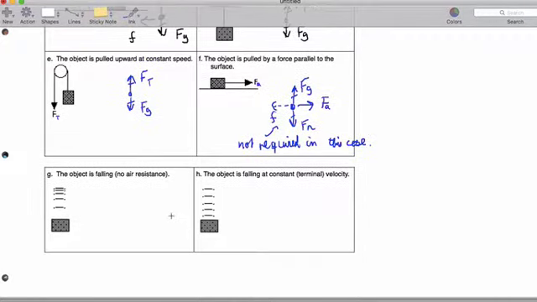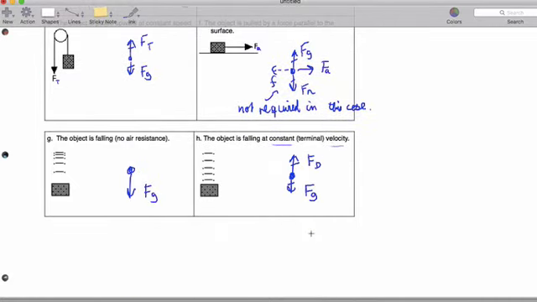Okay. Next, when we're free falling with no air resistance, we only have Fg acting. And lastly, when we're falling at terminal velocity, the forces are balanced since we're moving at constant velocity. And that means we have a drag force going up, and we have the gravity force, or the weight, acting down. They balance so that the object goes at a constant velocity. So those are the free body diagrams for number 17.